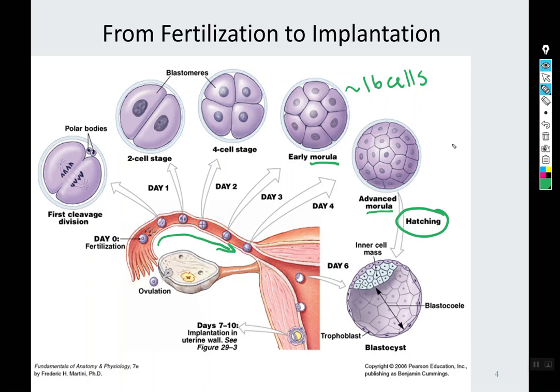After hatching, the cell is called a blastocyst, and this is a hollow ball of cells with an inner cell mass. The trophoblast is the outer cells, and the inner cell mass is called the embryoblast.